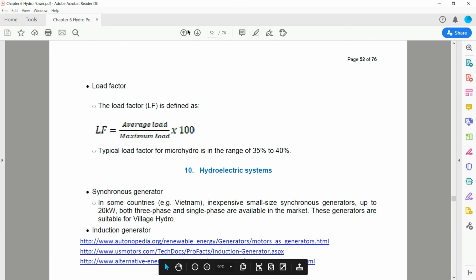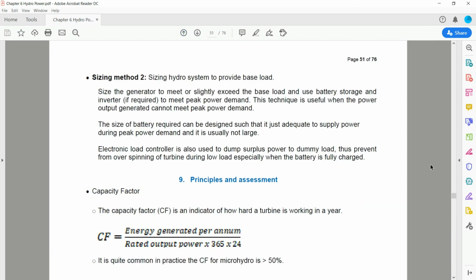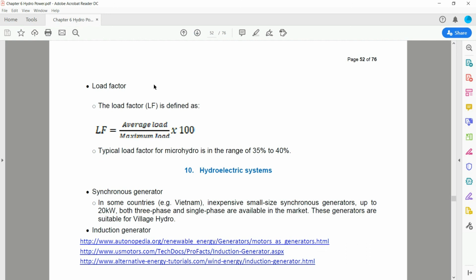So it is quite common that your CF for the microhydro system should be greater than 50%. It's quite common in practice, the CF for microhydro is greater than 50%, so that indicates that the microhydro system design is good. So for load factor, LF is defined as LF equals average load divided by maximum load multiplied by 100 into percentage. So typical load factor for microhydro is in the range of 35% to 40%.